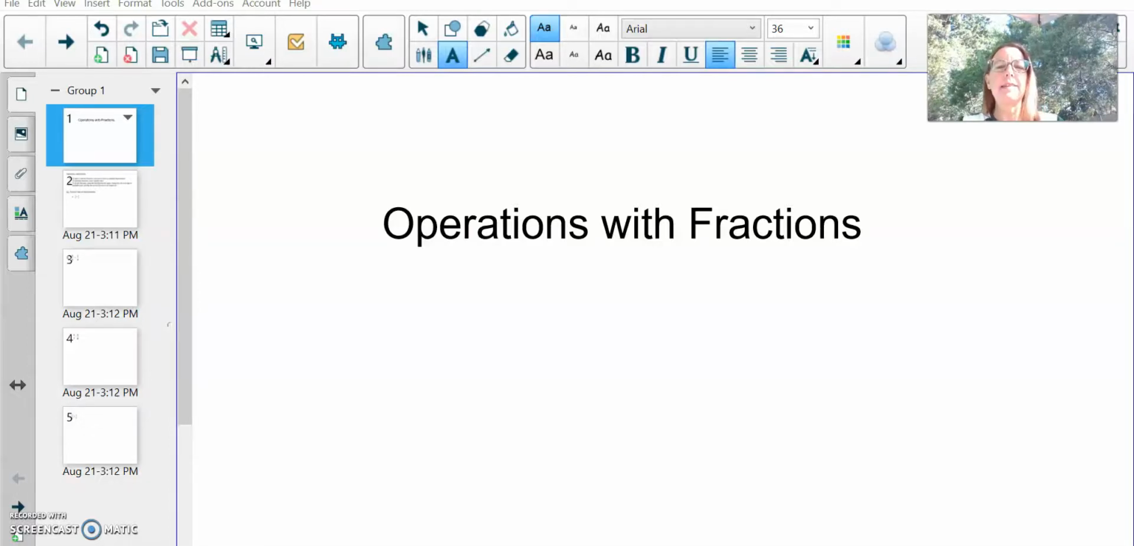Hi everyone. In this video, we will look at operations with fractions. And remember the operations are add, subtract, multiply, and divide.